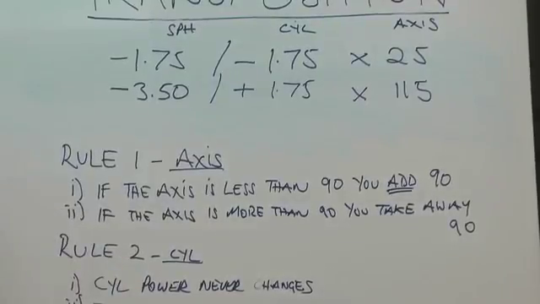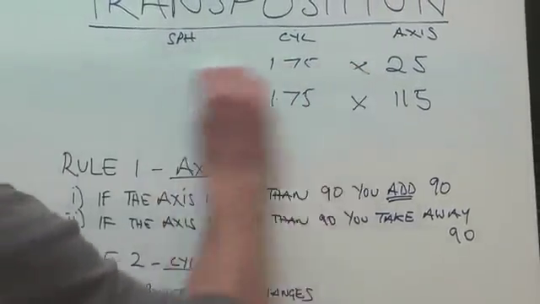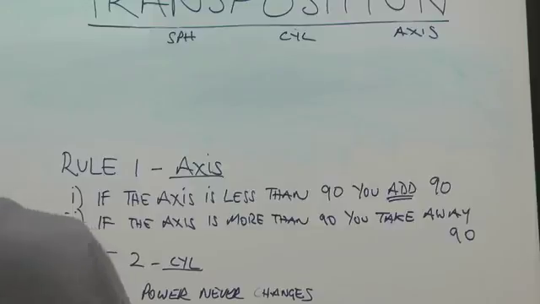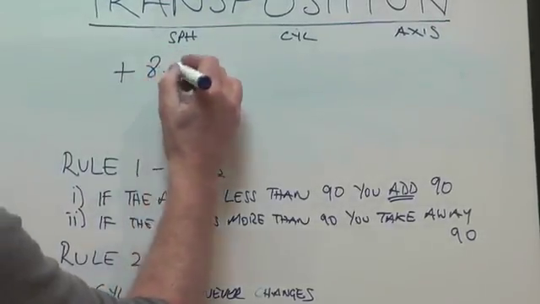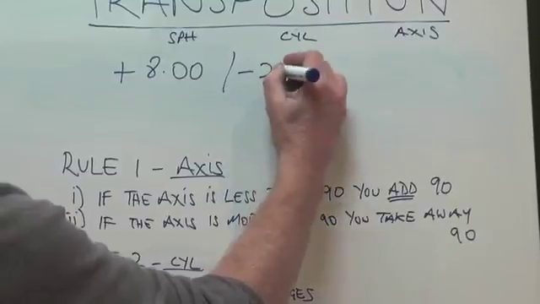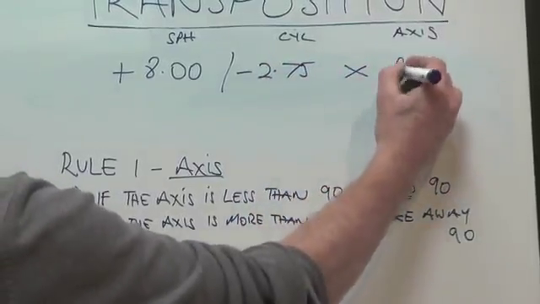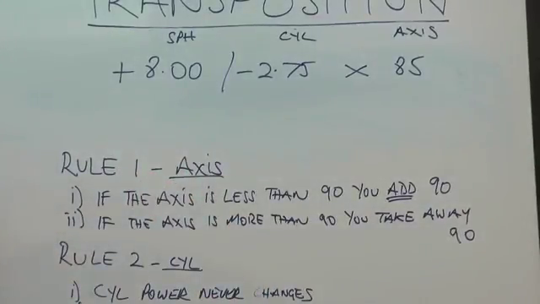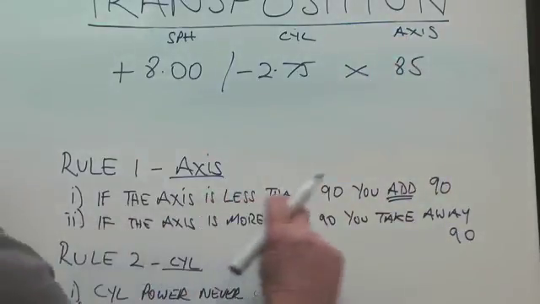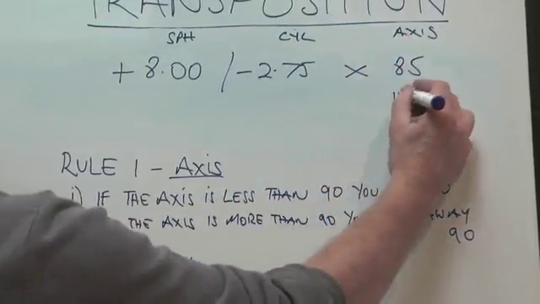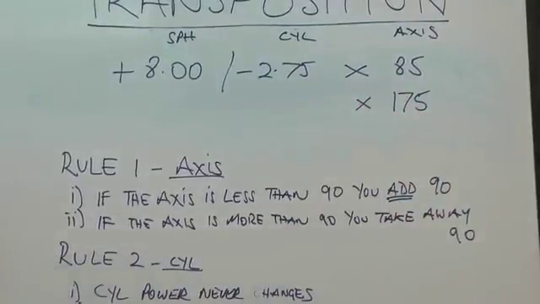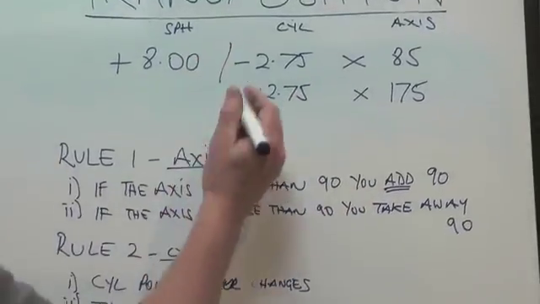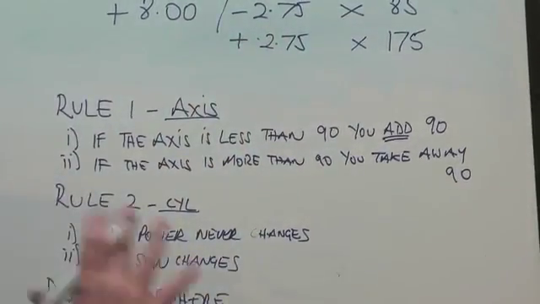Let's try another example. We'll try a plus and a minus. So a plus sphere with a minus cyl. Let's say we've got plus 8 with a minus 2.75, axis 85. So let's transpose that using these same rules as before. The axis is less than 90, so we're going to add 90 to that, so that becomes 175. The cyl power never changes, so that's 2.75. The sign always changes, so that's a plus, so we've already done that.